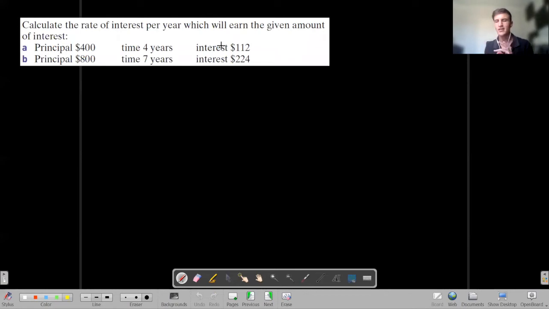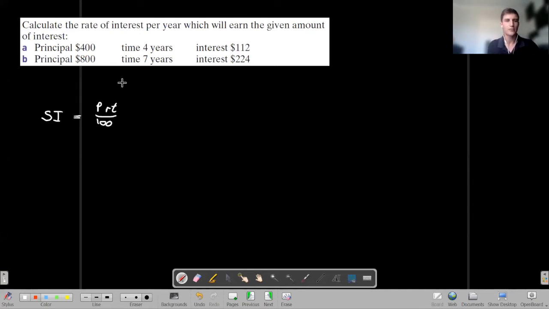Okay, so this question is a little bit different. We have to look at the information that we actually have. We need to calculate the rate of interest, so we don't know what R is. We know what the principal amount is, we know what T (the time) is, and we know what the interest is. So in terms of my formula, let's look at what we have and what's missing. Simple interest is equal to PRT divided by 100.